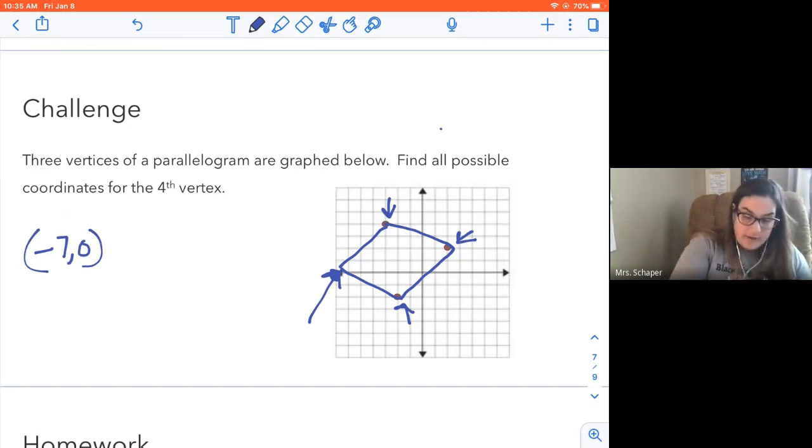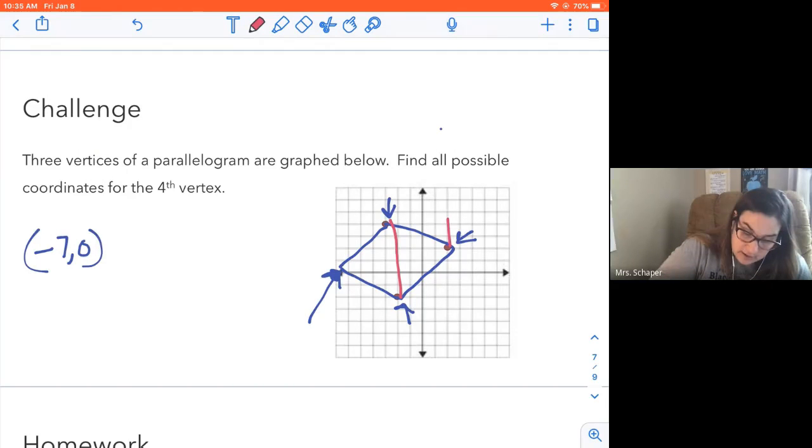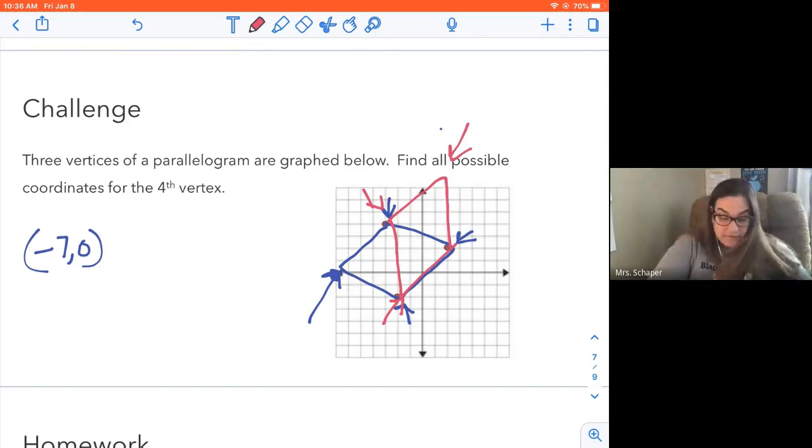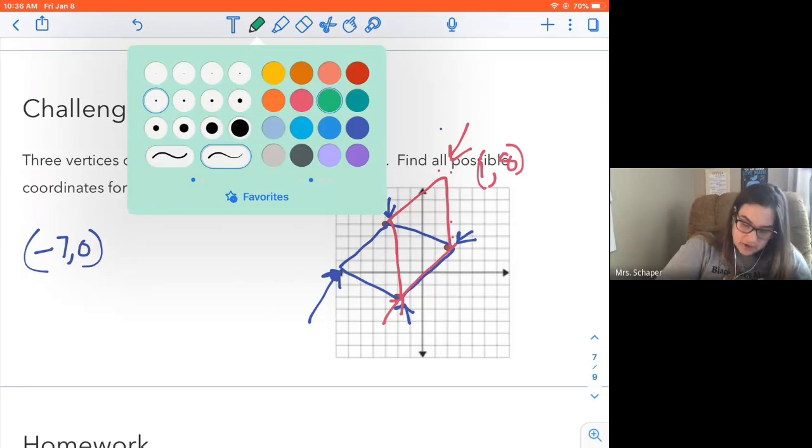Okay, now if I wanted to draw this parallelogram this way, all right, so this is going to be a different one. So to get from this point to this point, I rise 1, 2, 3, 4, 5, 6, back 1. Okay, so that's up 6, back 1. I would do the same thing here. I would go up 1, 2, 3, 4, 5, 6, back 1. So this ordered pair is going to be 1, 8.